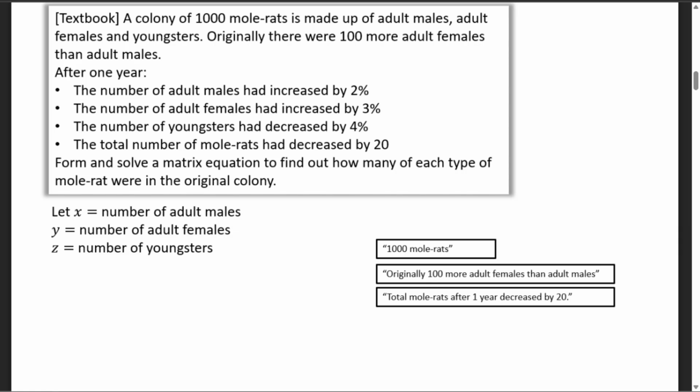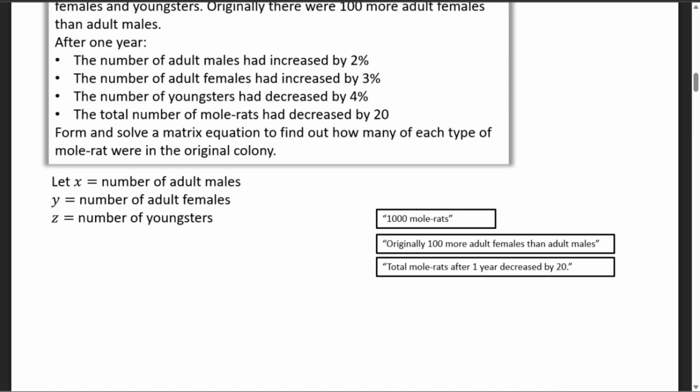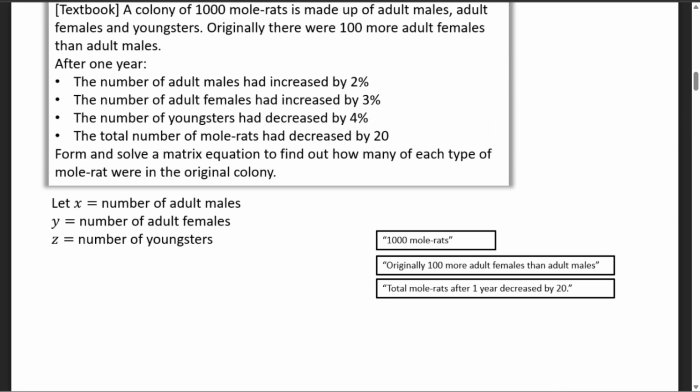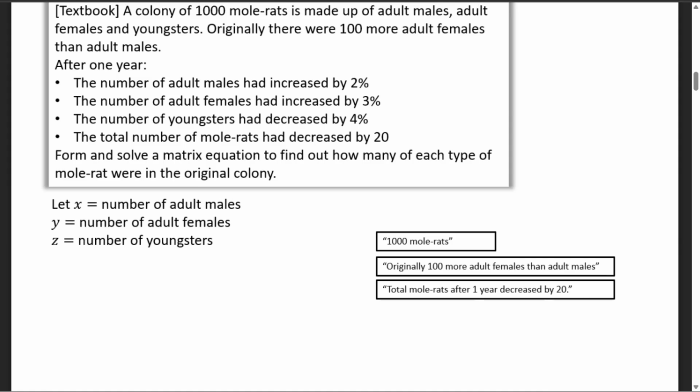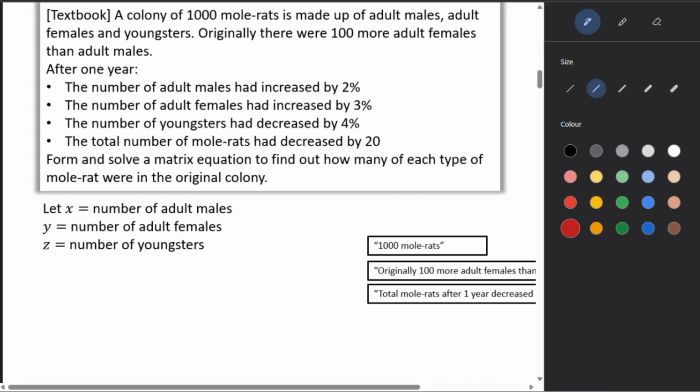So we have these 3 statements here that we picked out from the information we're given, and that is so we can form different equations. So it says here we have 1,000 mole rats total. So let's think about what equation we can form. Well, we know we have males, females, youngsters, and we know that adds up to 1,000 total. So the first equation that we can write there is x plus y plus z is 1,000.